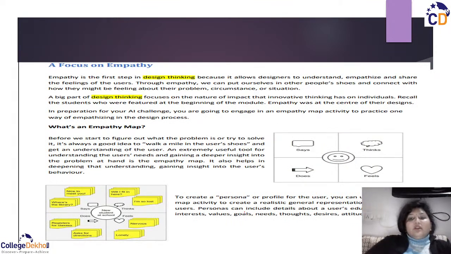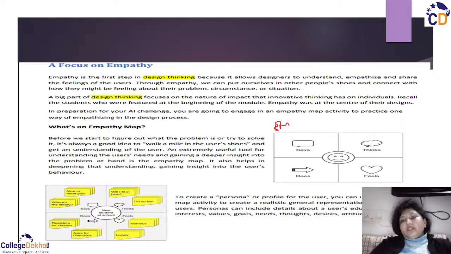So let us take one simple example using an empathy map. When we talk about empathy, I told you what it means: putting yourself in someone else's condition, right? This is called an empathy map, which talks about what you say, what you think, what you feel, and what you do. These are the different steps of the empathy map.